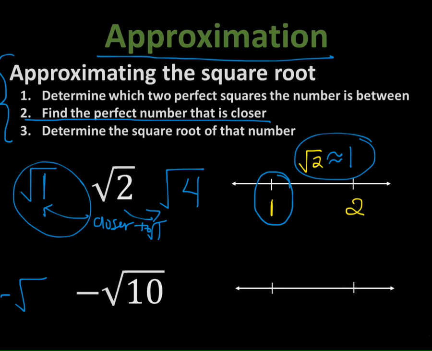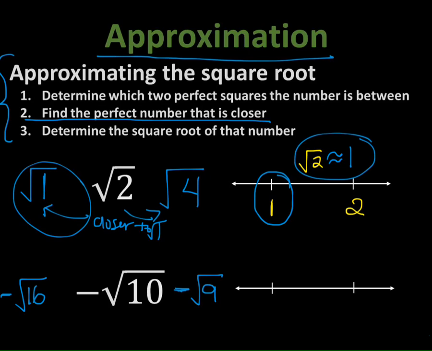Okay, negative square root of 10. Now if we look at our perfect squares, 10 is between 9 and 16. Now here's something to keep in mind though. See how we have negatives? When we're dealing with negatives, the larger digits actually are smaller. If you think about it, if we look at the distance from 0, negative 16 is further away from 0 than negative 9. So kind of keep that in mind. When we have negatives, we go in the different order. So negative square root of 10 is between negative square root of 16 and negative square root of 9.